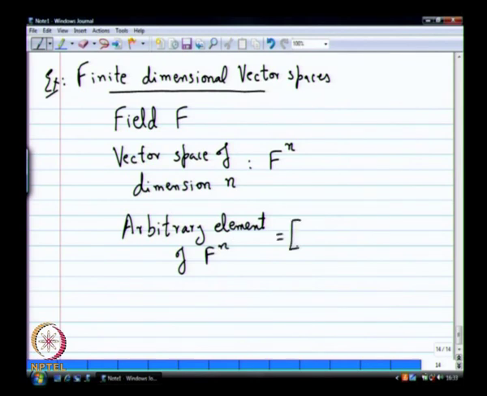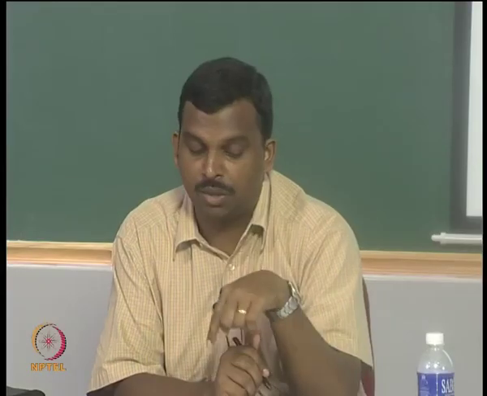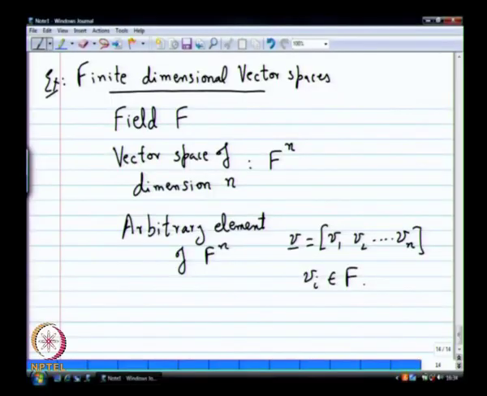So an arbitrary element of F^n will be a tuple. That's the basic idea. If you denote it, usually you can denote it as, let's say V, a tuple V1, V2, up to Vn, and each Vi will belong to F. You might be used to thinking of vector spaces like this. So immediately when I said a vector space, you might have thought about this. But this is not the way it's strictly defined.